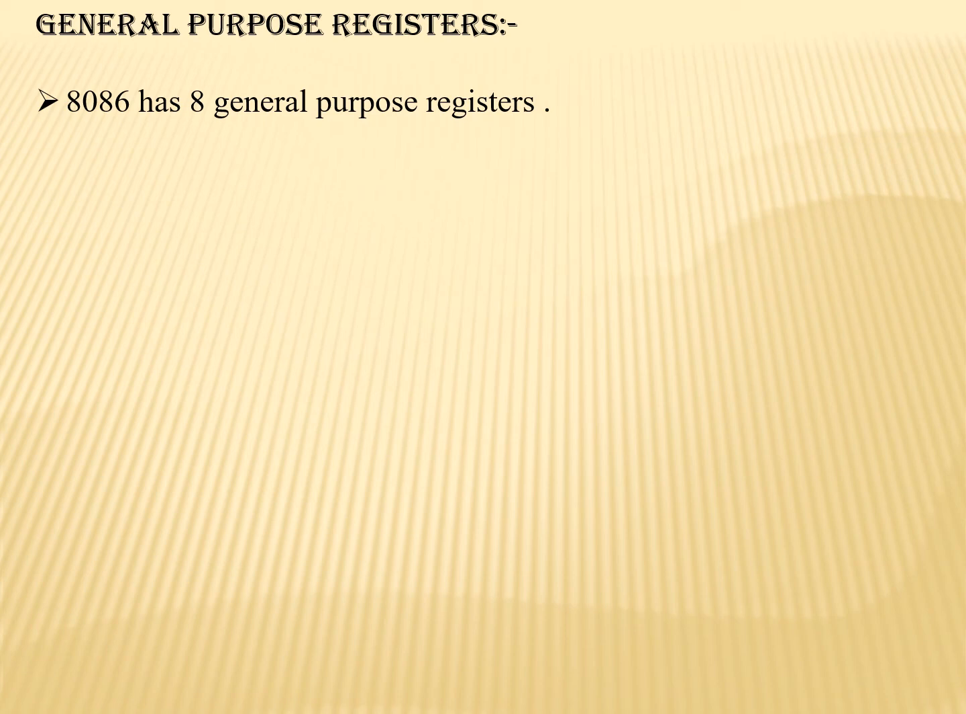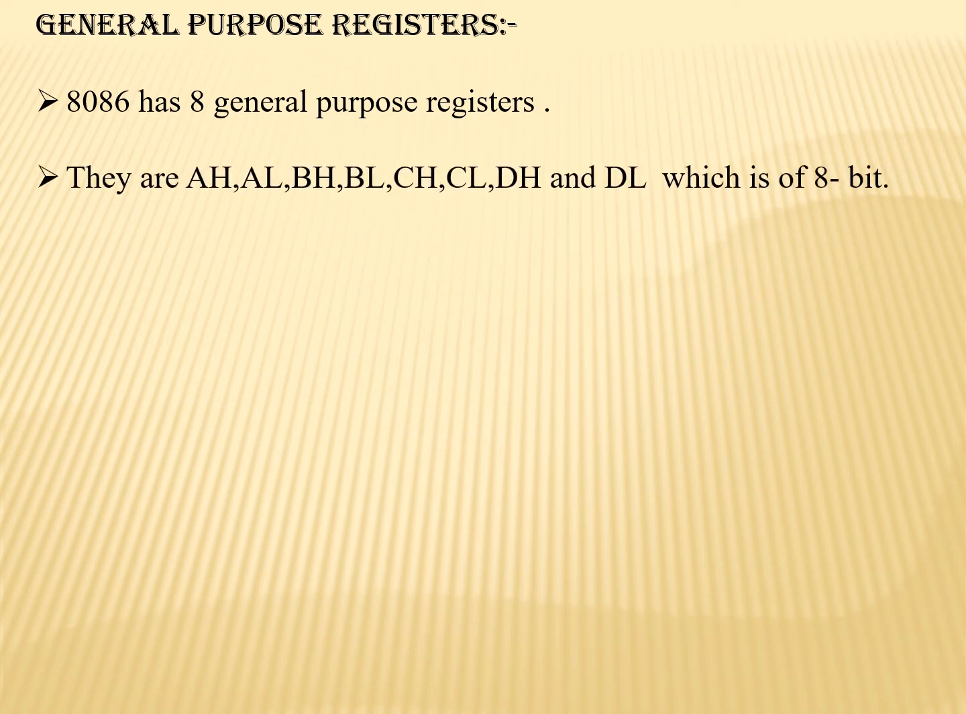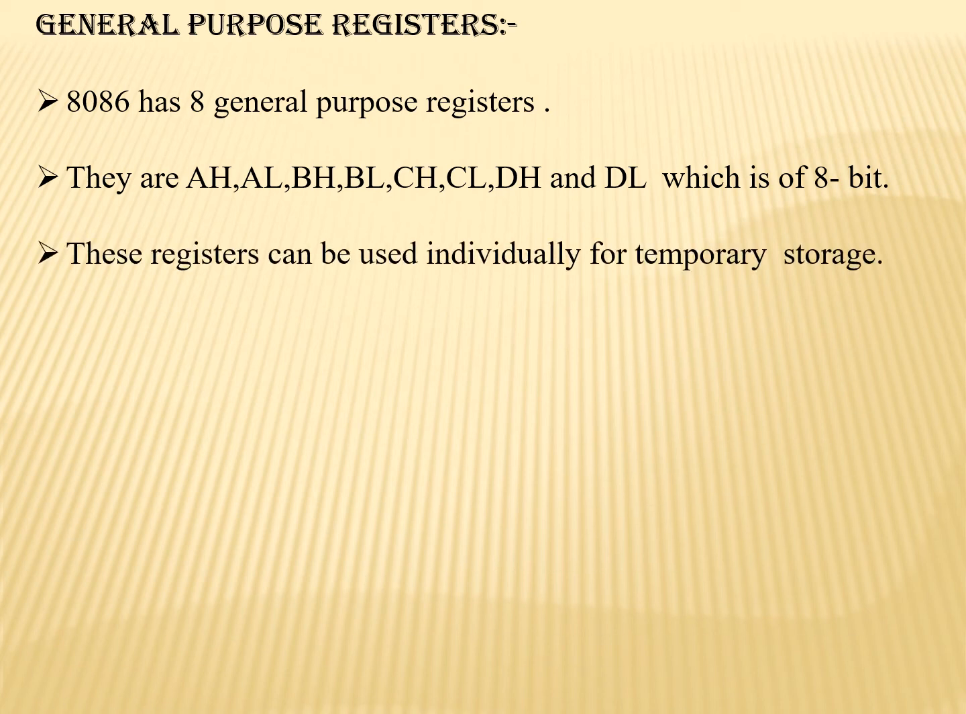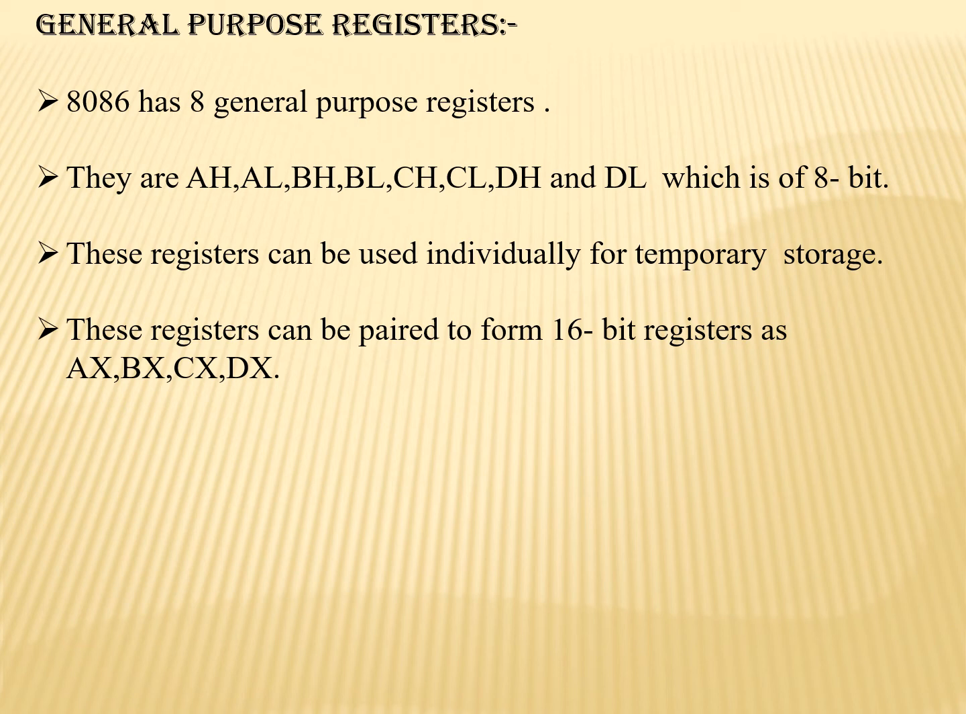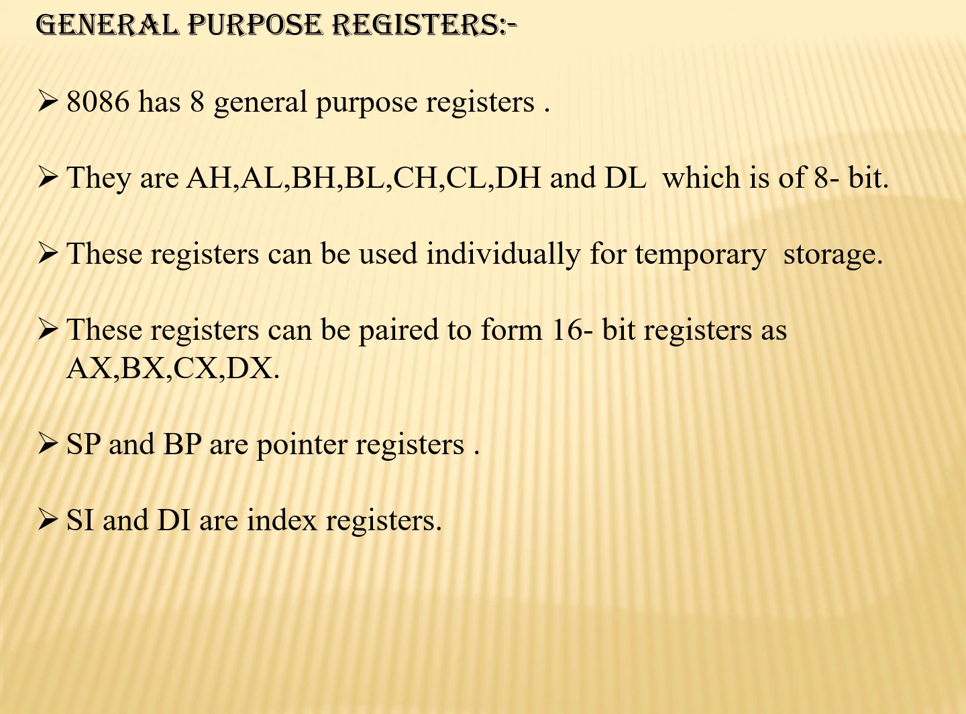The 8086 has 8 general purpose registers. They are AH, AL, BH, BL, CH, CL, DH and DL, which are 8-bit. These registers can be used individually for temporary storage. These registers can be paired to form 16-bit registers, that is AX, BX, CX and DX. Stack pointer and base pointer are the pointer registers, and SI and DI, that is source index and destination index, are index registers which are used for string functions. That is, whenever we are working on a group of data, we will be using source index and destination index. Now I'm just giving an introduction of the registers.